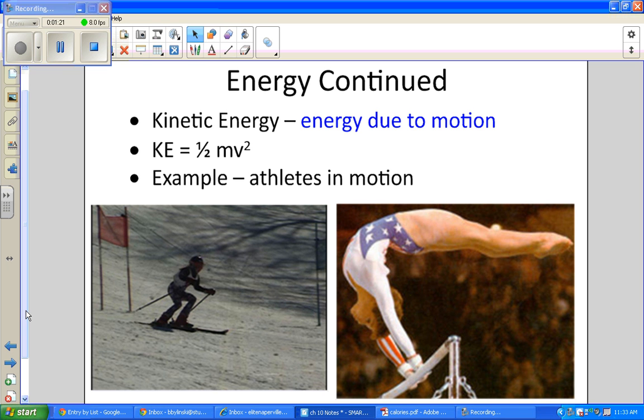What I wanted to show you are my two examples here. These are athletes in motion, which is a perfect example of kinetic energy. So on the left, just a little shout out to our Olympic Games this winter. You have a skier who's in motion, and then there's a shout out to the best sport ever, my sport. That is a gymnast. That's actually a very famous gymnast on the bars. So both of these are athletes in motion showing kinetic energy.